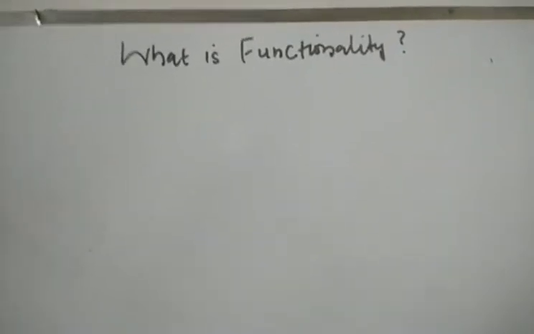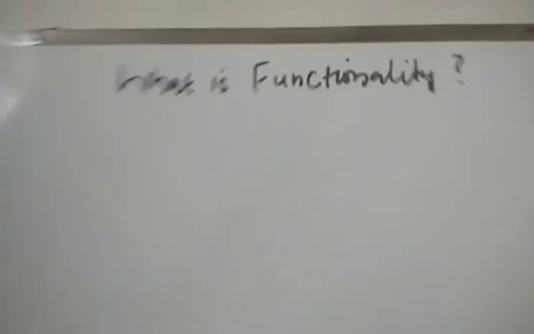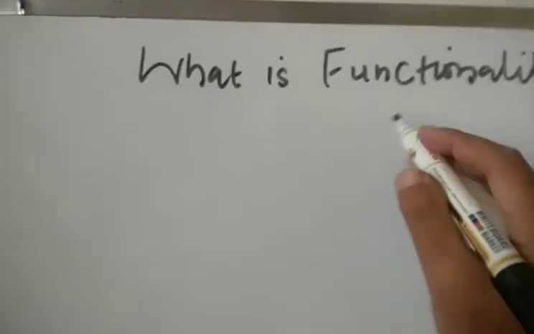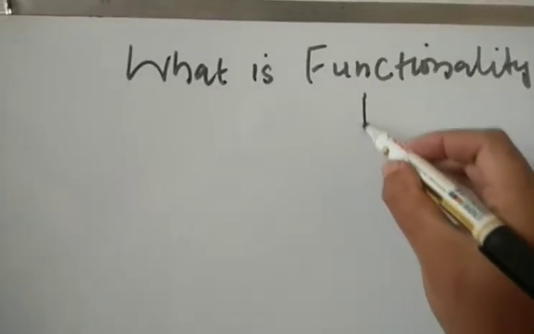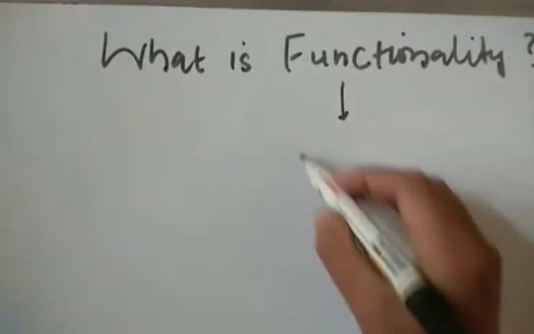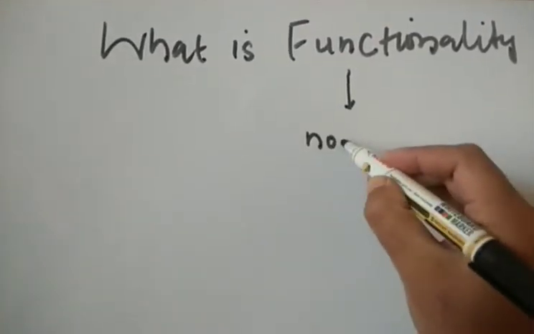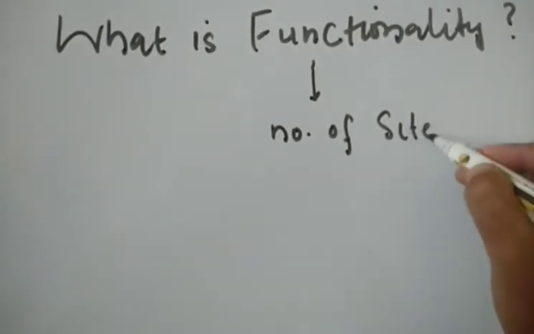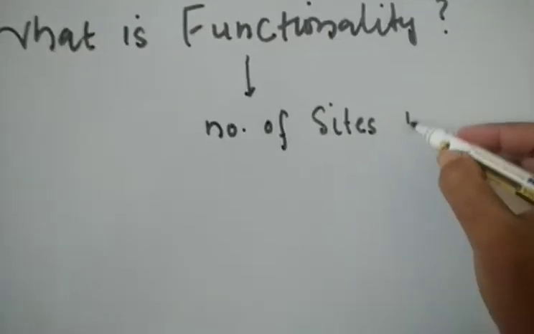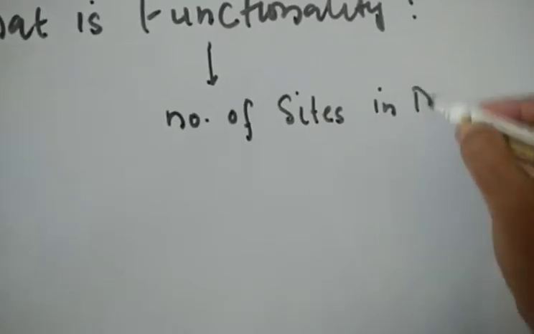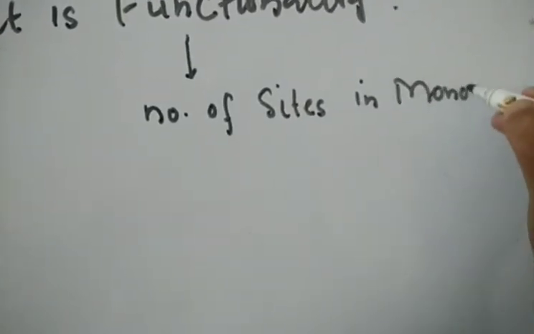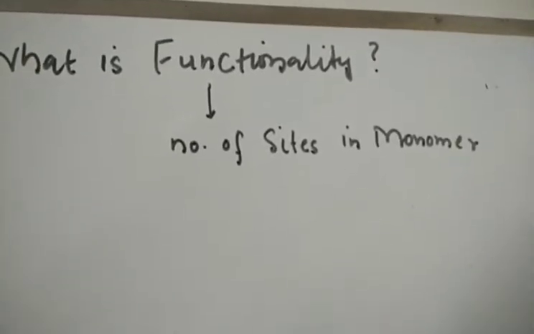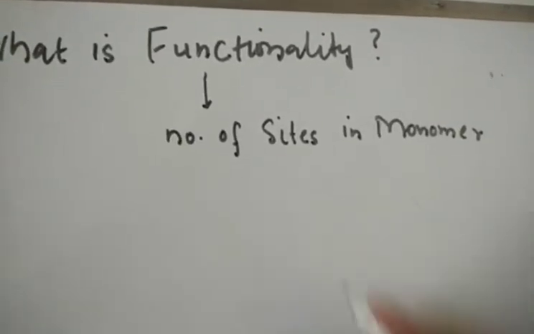Polymer chemistry में functionality किस चीज का नाम है? The functionality basically in polymer chemistry indicates the number of sites in a monomer. एक मोनोमर में कितने साइट्स हैं via which it can participate in the polymerization process.